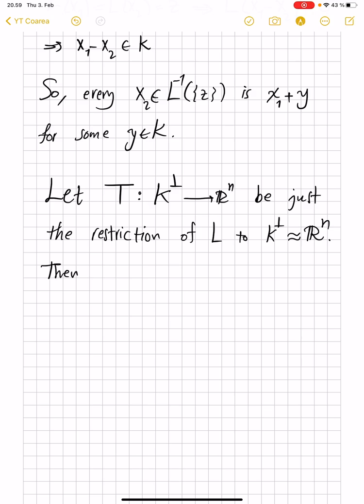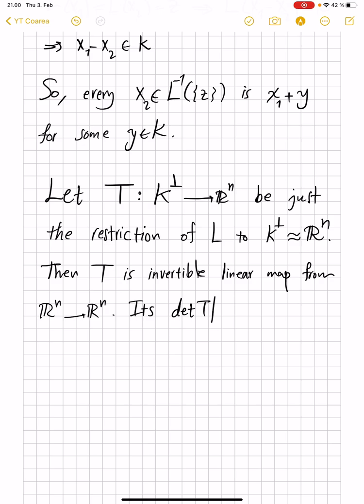Then T is invertible. And we will identify this with Rn. So this is an invertible linear map from Rn into Rn. In particular, its determinant, and we'll need absolute value, is well defined.